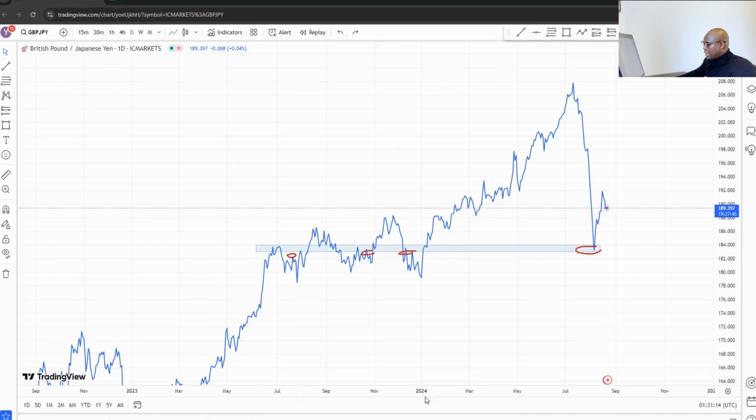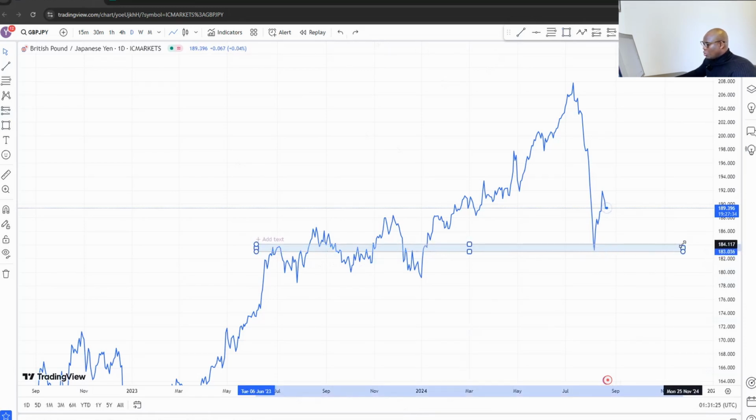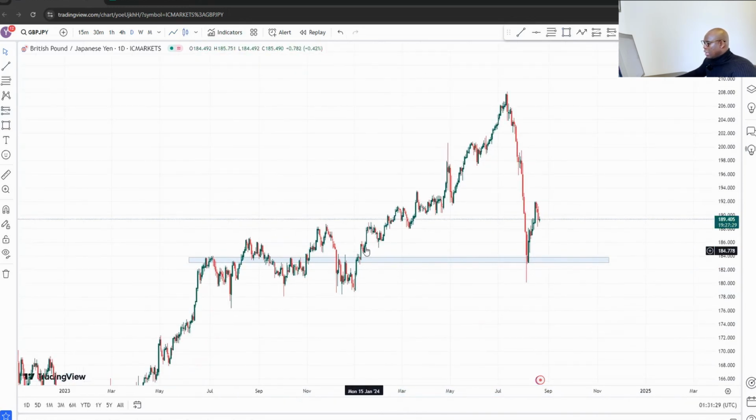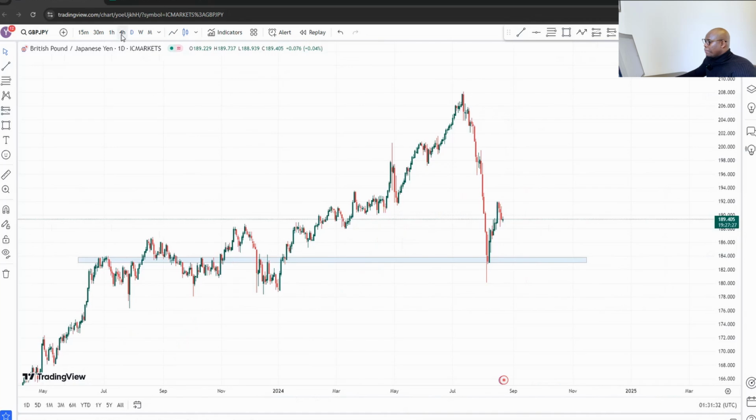Let me bring out that level. You can see right here, resistance, support, resistance. I used to have it like this many years ago, right? But the more you get experience with the market, the more you are able to see things better, right? Now, a lot of people might say this, right? And to be honest, this might be correct, right? On the daily time frame.